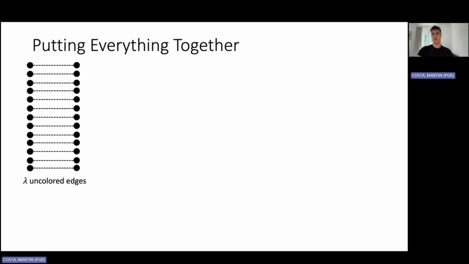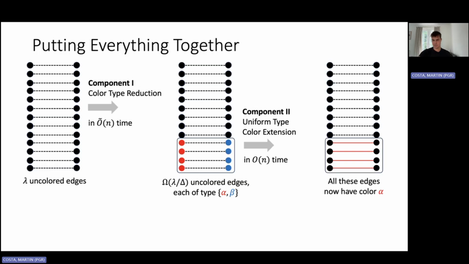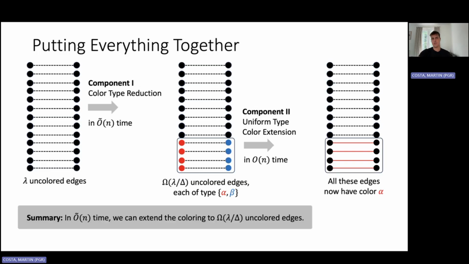So putting everything together, our algorithm takes a collection of lambda uncolored edges, and in O(n) time modifies the coloring so that a 1 over delta proportion of them have the same type, and then in O(n) time colors all of these edges of the same type. So to summarize, in O(n) time, we extend the coloring to a 1 over delta proportion of these edges. So by repeating this delta times log n many times, we extend the coloring to all of these edges in the matching, okay? And every single time we do this, we're spending O(n) time, which is very fast.